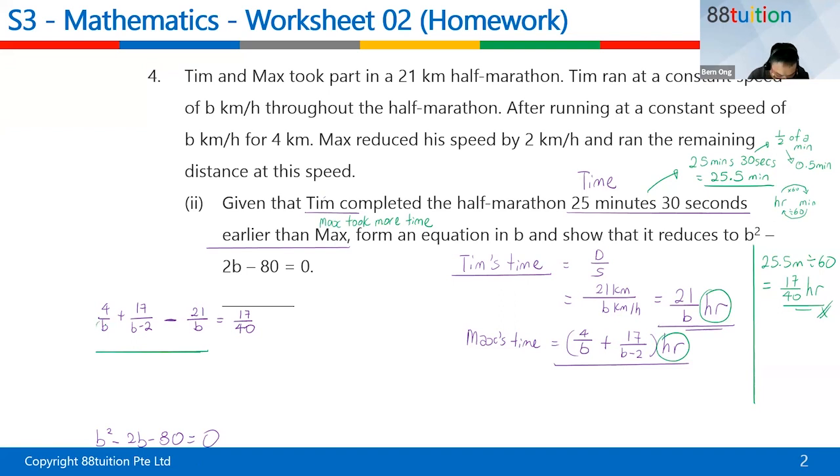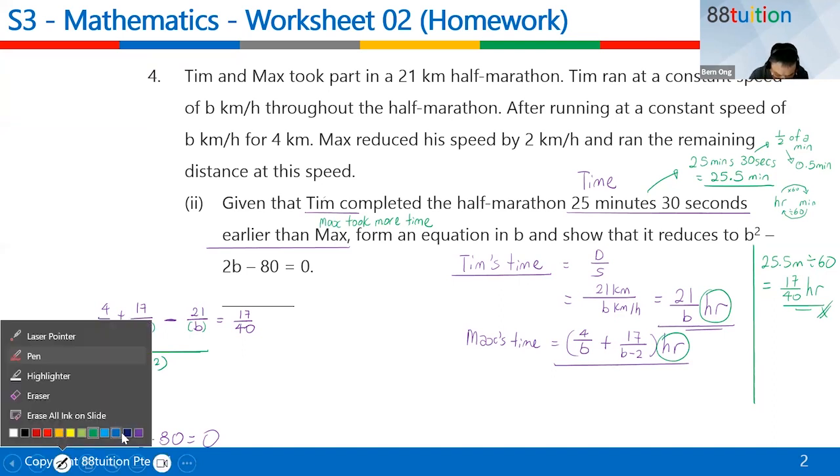So what is the common multiple? There's b, and there's also b minus 2. So both you have to take. So the very first fraction, 4 over b, what are you short of? I already got a b below. I need to multiply by b minus 2 on top.